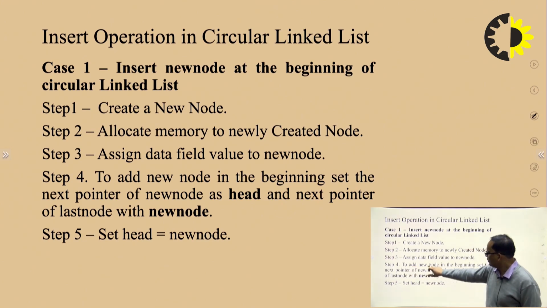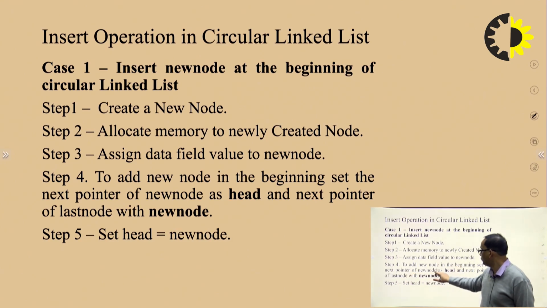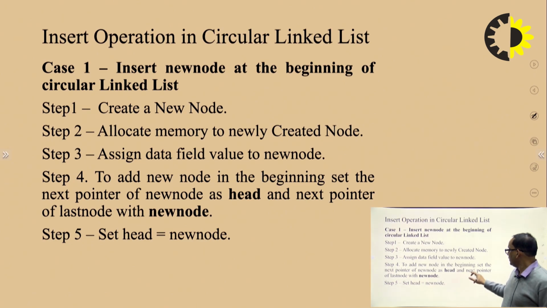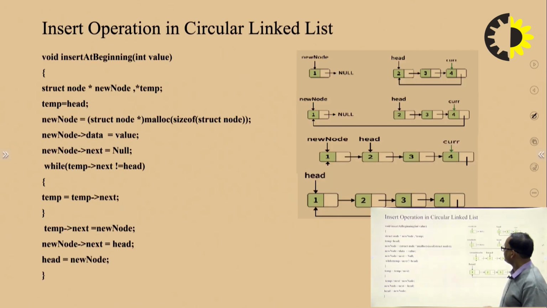To add a new node at the beginning of circular linked list, set the next pointer of the new node as head and the next pointer of the last node to the new node. It means this is the scenario. Suppose this is our circular linked list in which the first node is this, which is pointed to by the head, and this is the last node.